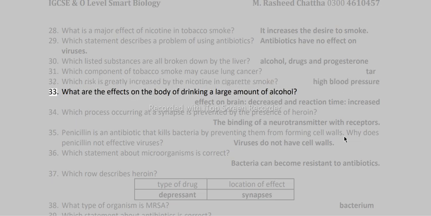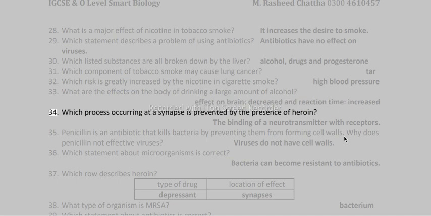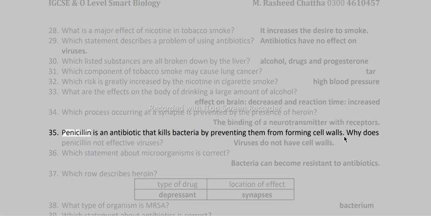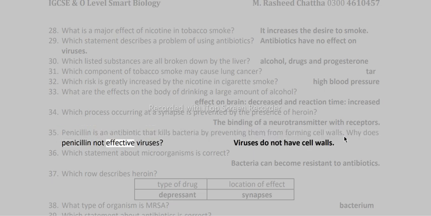32. Which risk is greatly increased by the nicotine in cigarette smoke? High blood pressure. 33. What are the effects on the body of drinking a large amount of alcohol? Effect on brain: decreased, and reaction time: increased. 34. Which process occurring at a synapse is prevented by the presence of heroin? The binding of a neurotransmitter with receptors. 35. Penicillin is an antibiotic that kills bacteria by preventing them from forming cell walls. Why does penicillin not affect viruses? Viruses do not have cell walls.